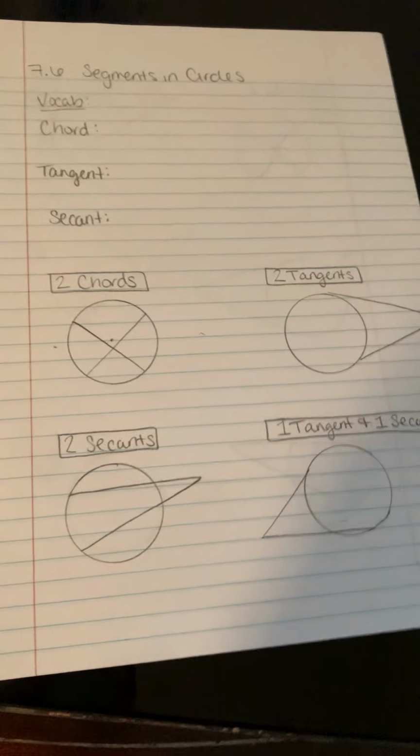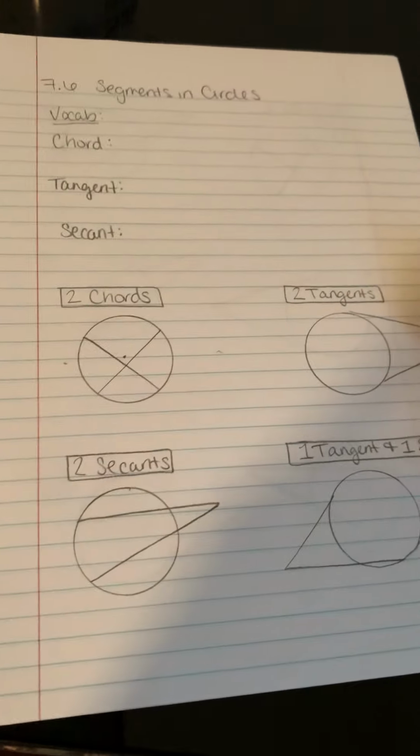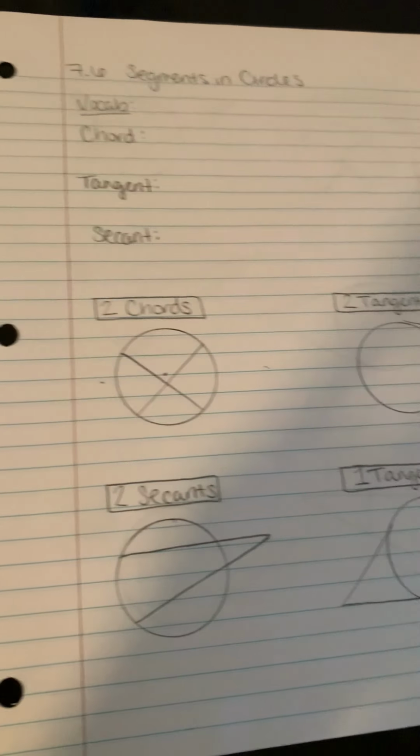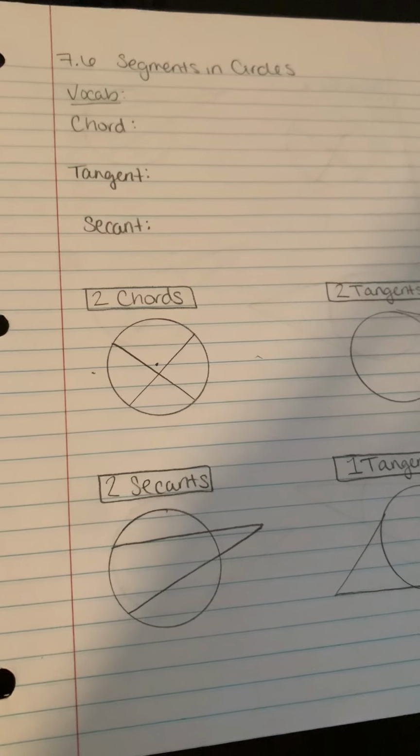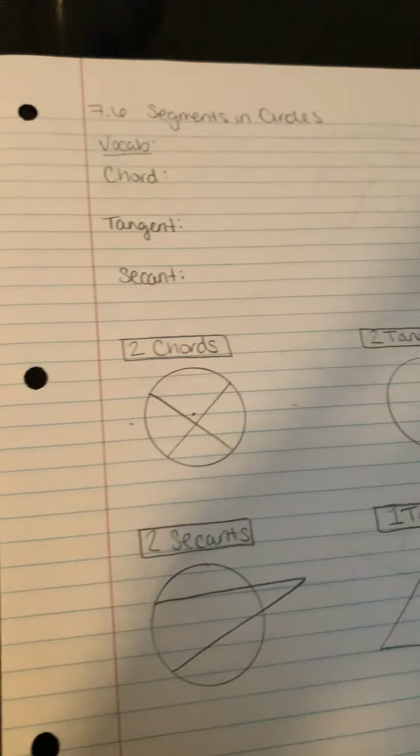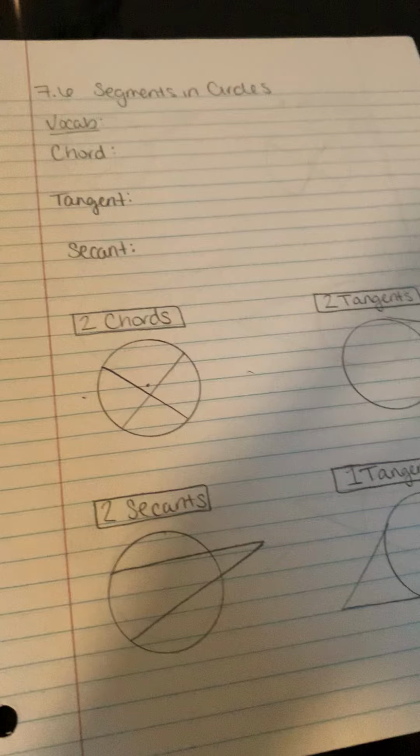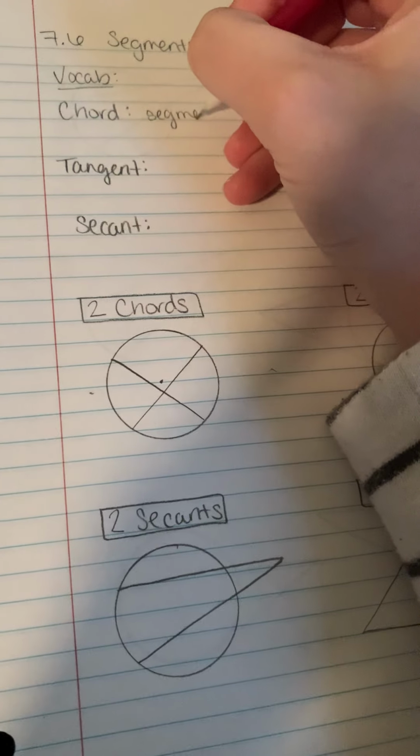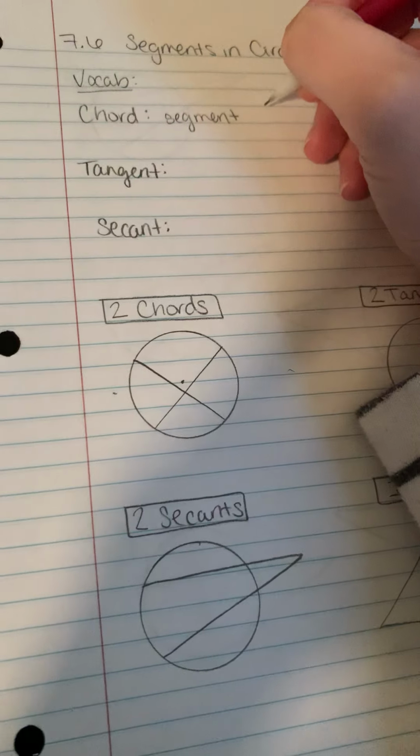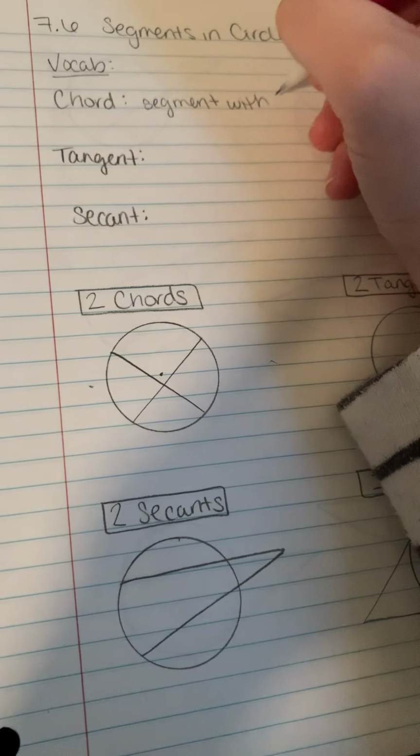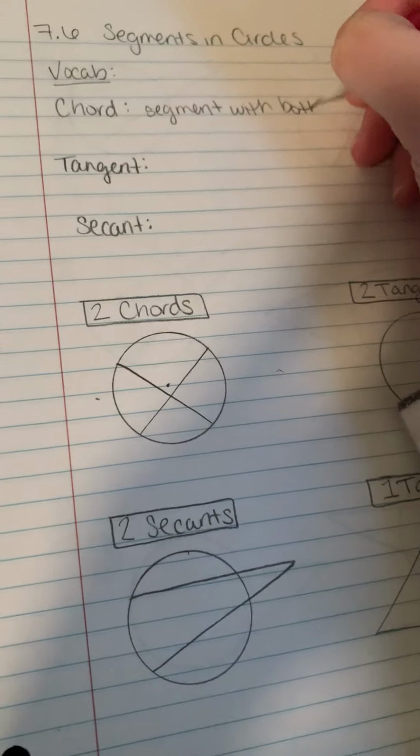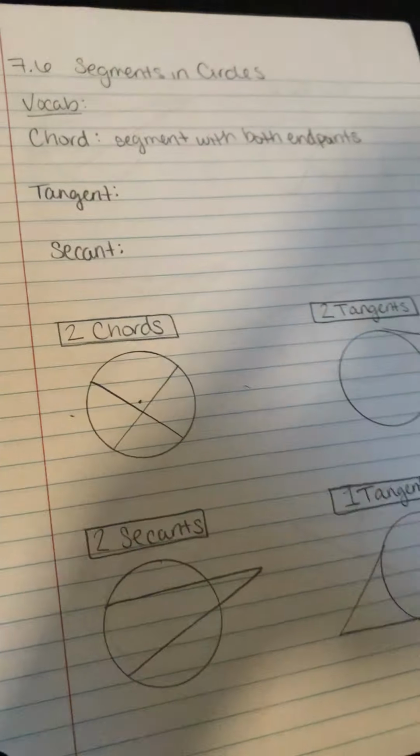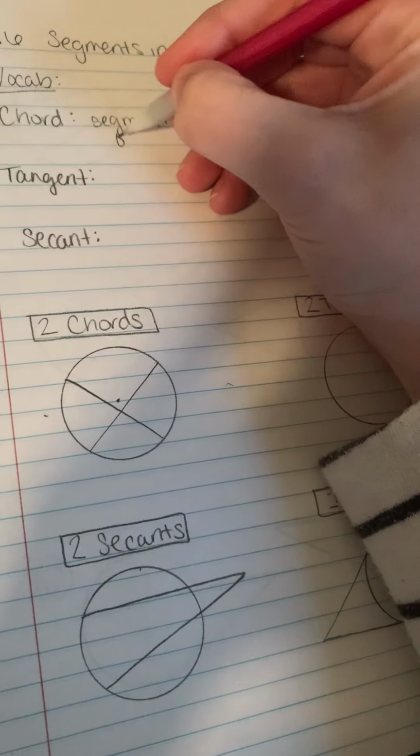7.6, segments in circles. So first we're going to go over a couple vocab words that we've already learned, and then we are going to learn a new vocab word. So the first vocab word we need to review is chord. Chord is a segment with both endpoints on a circle.